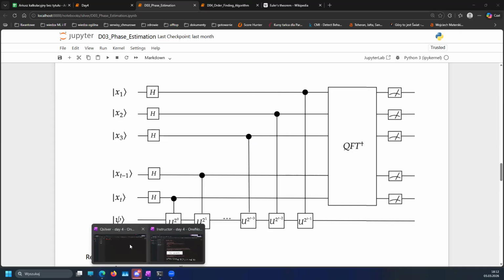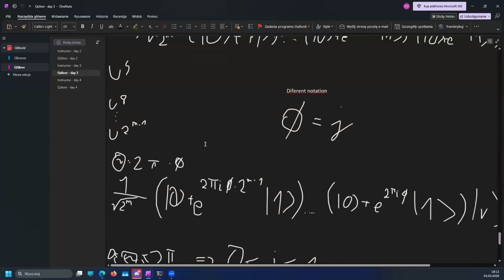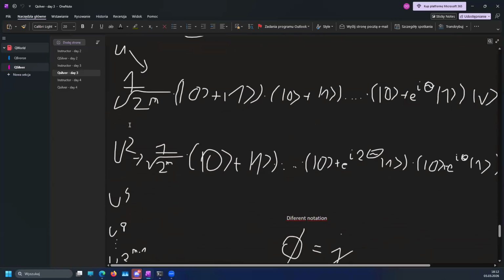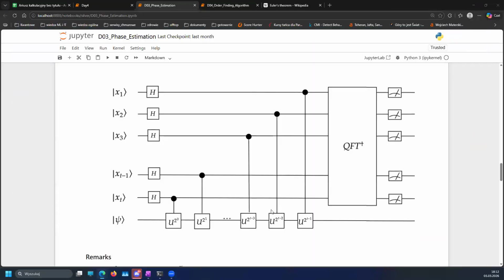So as I remember correctly, I believe yes. Here, like I was talking about it, we have this u squared, u to the power of 4, u to the power of 8, and so on, and then 16, 32, and so on and so on, yes? So here is the notation of this.